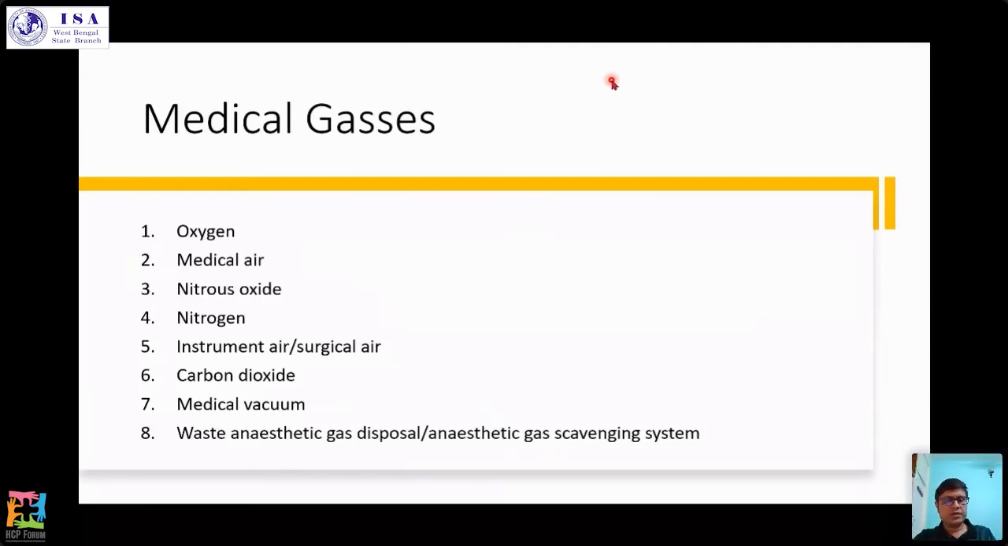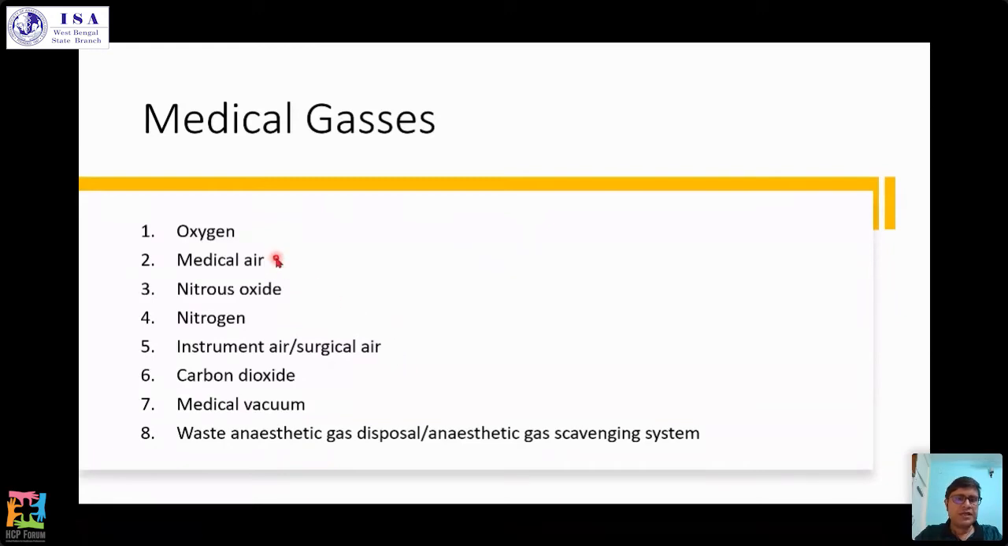Now, talking about medical gases, there are multiple medical gases that we are concerned with: oxygen, medical air, nitrous oxide, nitrogen, instrumental air or surgical air, carbon dioxide, medical vacuum, and the last is waste anesthetic gas disposal or anesthetic gas scavenging system. Compressed nitrogen is used to drive pneumatic instruments, and the same goes for instrumental air and surgical air. So these two are used to drive pneumatic driven instruments, tourniquets, etc.